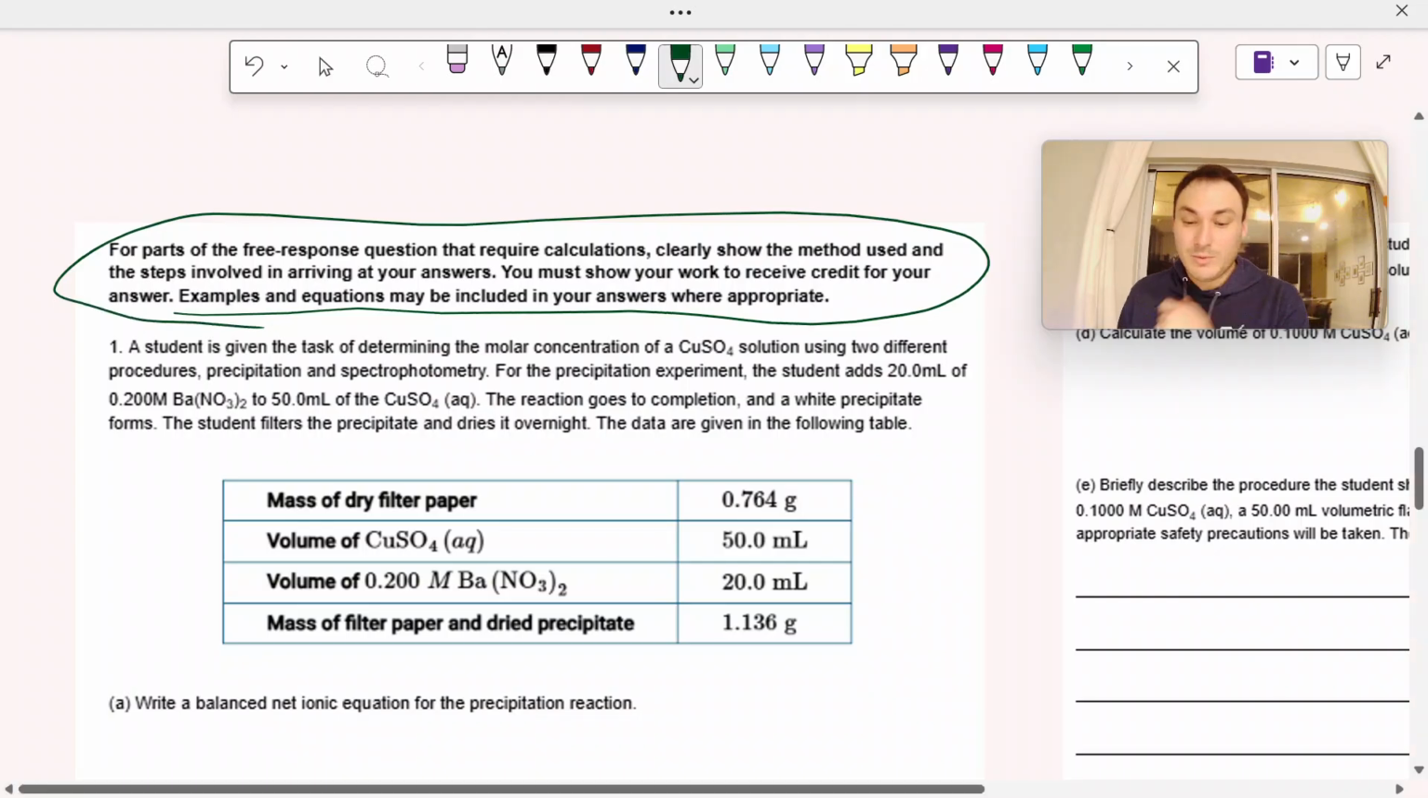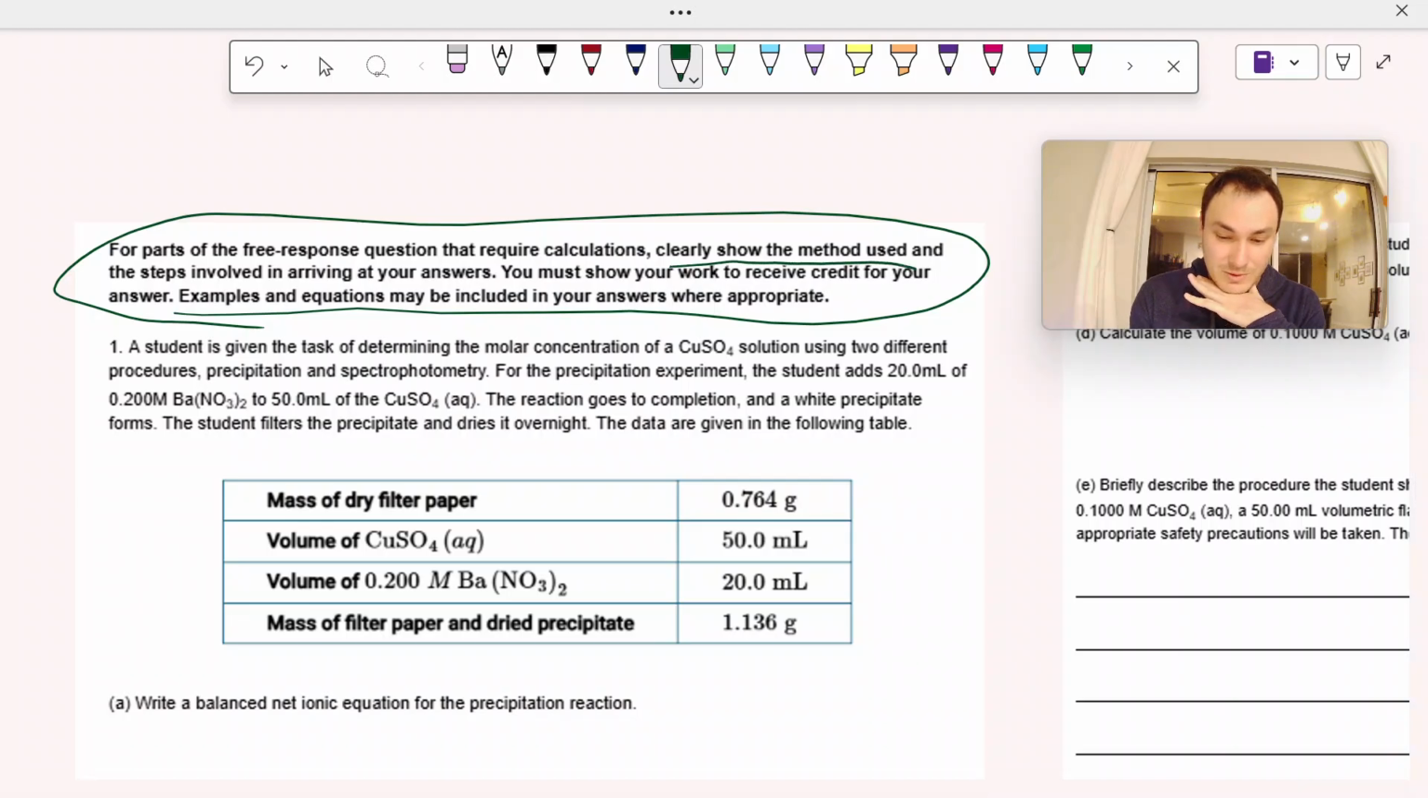For parts of the free response question that require calculations, clearly show the method used and the steps involved in arriving at your answers. You must show work to receive credit for your answer. That means I should probably show work on these and not just write down the answer, because Mr. Stelzer, me, is not going to give you credit if you don't show your work. You have to show your work for your questions. That happened a few times on the last test where people got answers right, but they didn't show work. If you don't show work, I don't give credit.